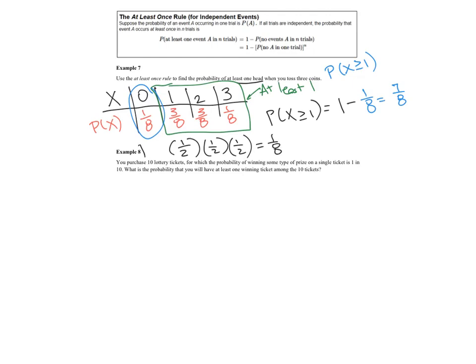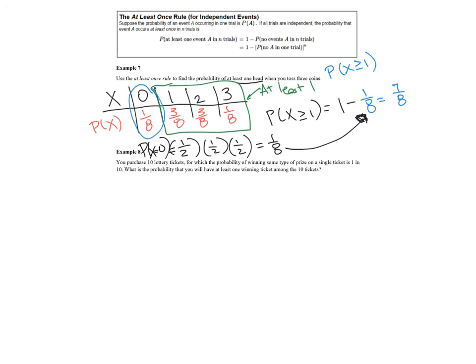So this is the probability that X equals 0 heads right here. What's the probability of getting no heads? 1/8. And again, to find this probability, I would do 1 minus the none case, and that'll give me the at least 1 case.